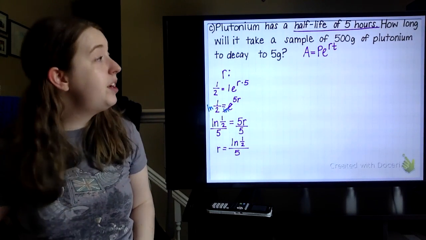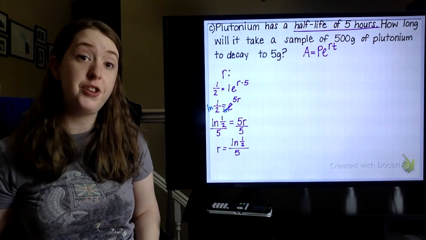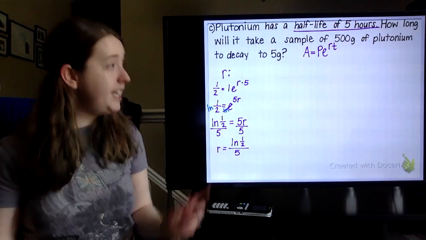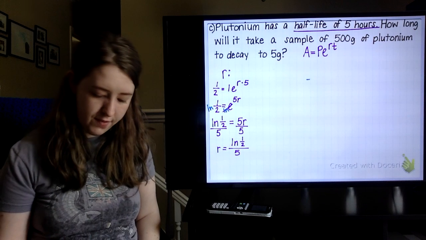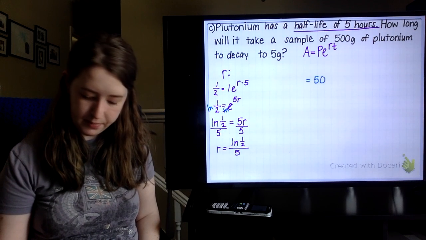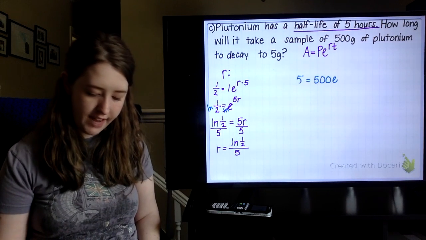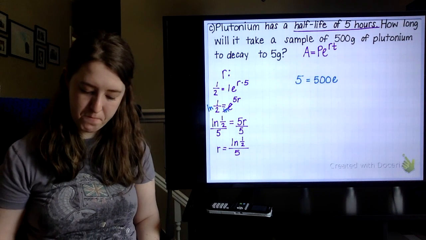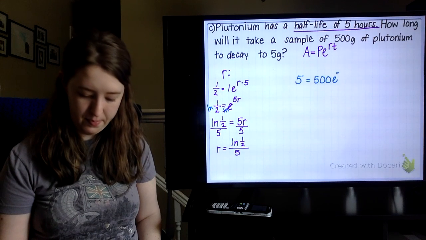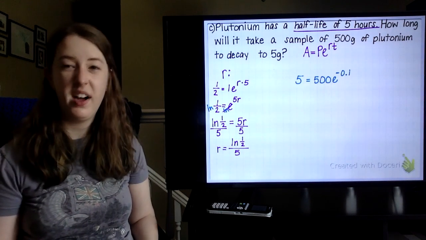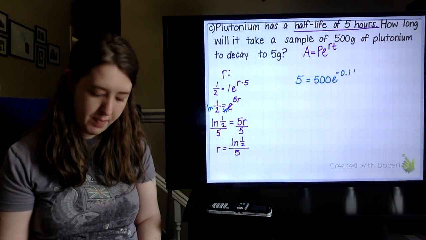So now we want to know how long it's going to take a sample of 500 grams of plutonium to decay to 5 grams. We're going to keep on using this equation. We start off with 500 grams, so that will be P. We want to end up with 5 grams, so that will be A. That rate was negative 0.138, but we're just going to use that value from the calculator, so I'm just going to leave it there. And then put a t on there.